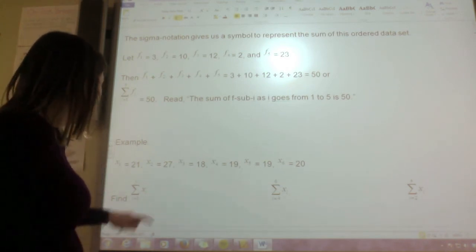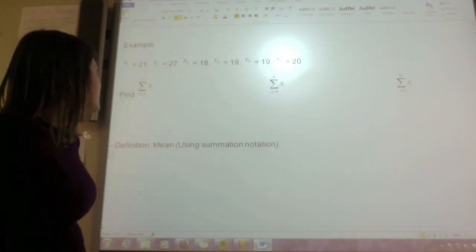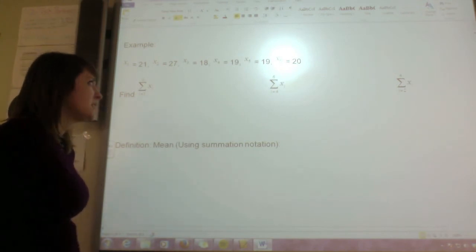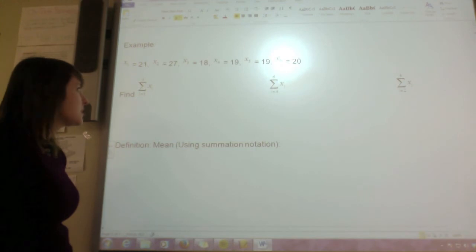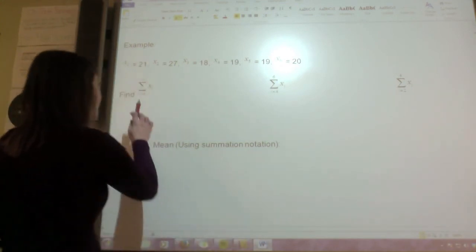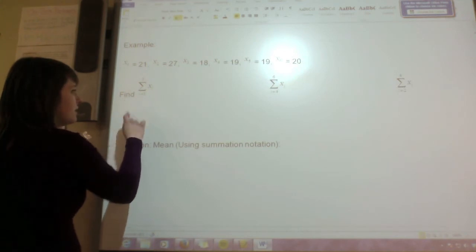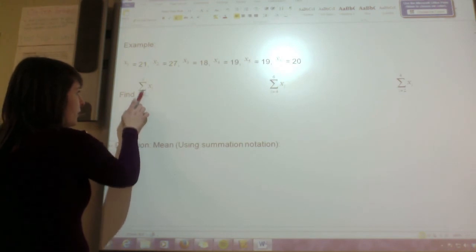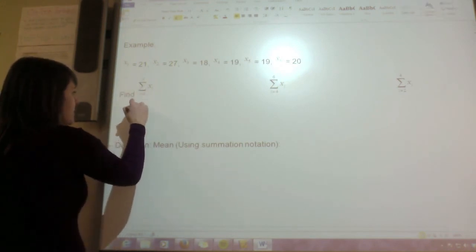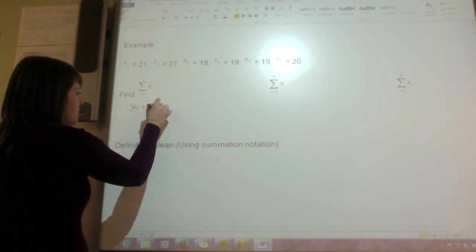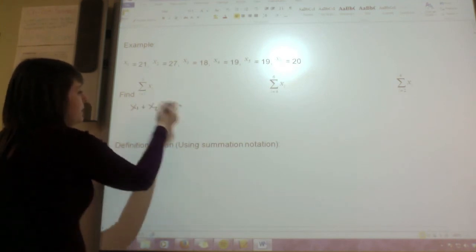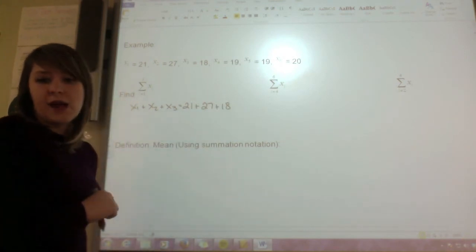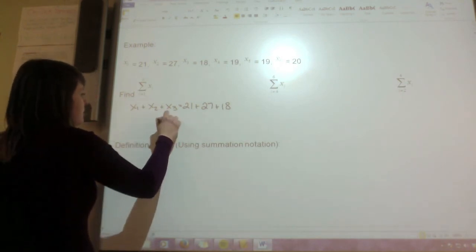Okay? So let's do an example. Let's say that my x sub 1 is 21, my x sub 2 is 27, my x sub 3 is 18, x sub 4 is 19, x sub 5 is 19, and x sub 6 is 20. If I want to find this value here, the way I'm going to read this is the sum of my x sub i values as i goes from 1 to 3. So essentially what I'm doing is adding up x sub 1 plus x sub 2 plus x sub 3. Well, that's just 21 plus 27 plus 18, and when I add all those values up, I get 66.